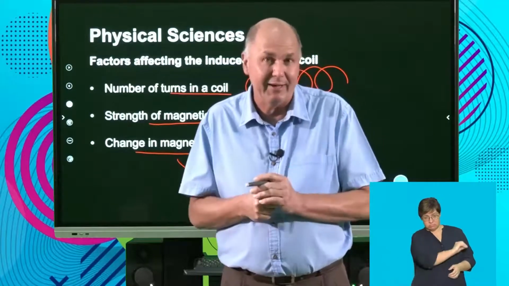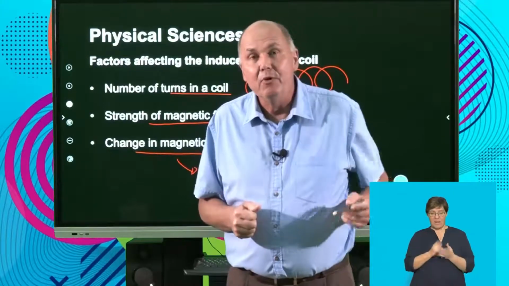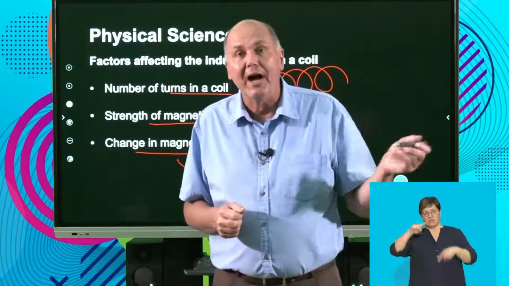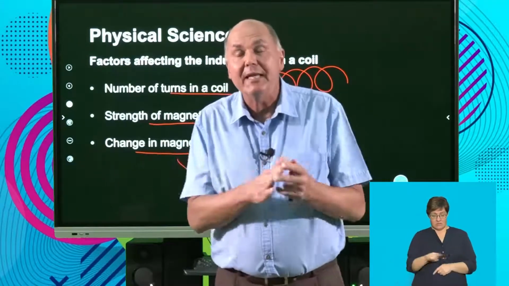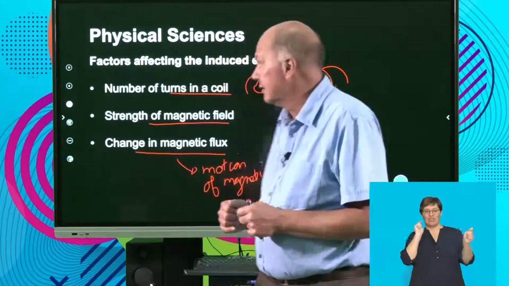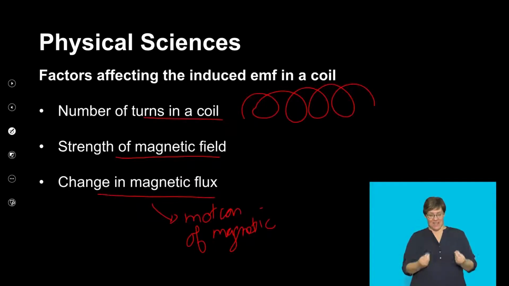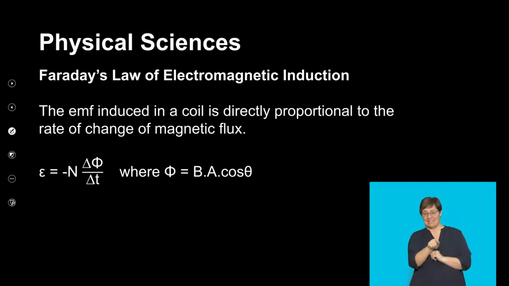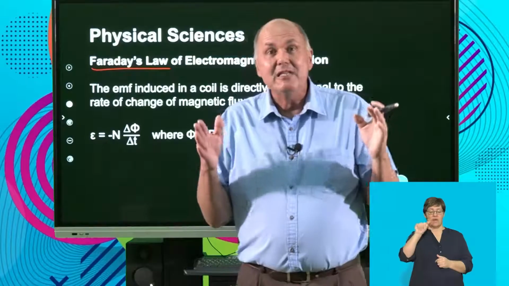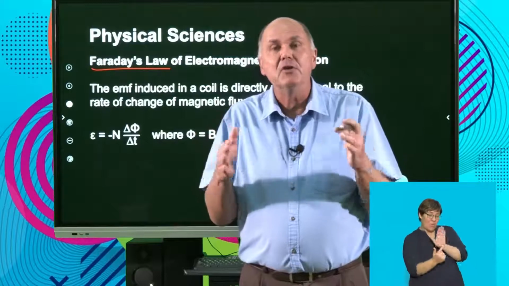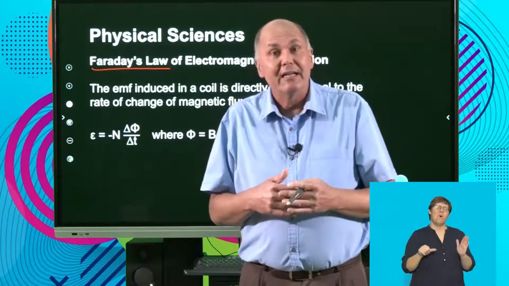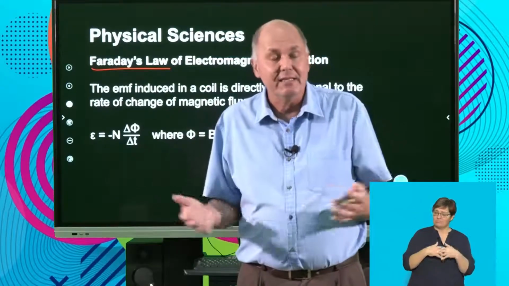But if it's speeding up or slowing down or changing direction, then it's going to have a change in magnetic flux. And so when we move the magnet into the coil and out of the coil, that's when we get a change in magnetic flux. Those factors are really important. And these were discovered and summarized by a very famous physicist called Faraday. Faraday's law is probably one of the most important laws that comes out of the 1800s.